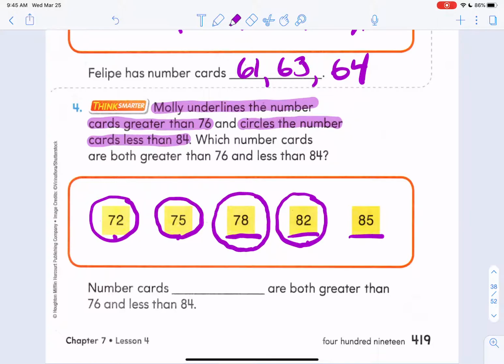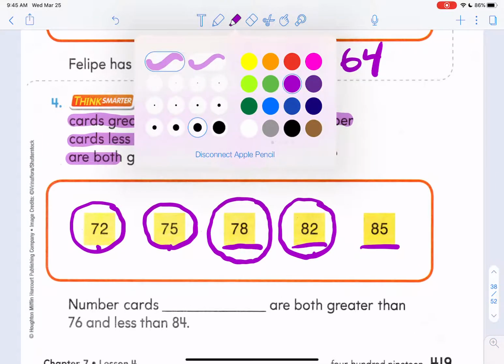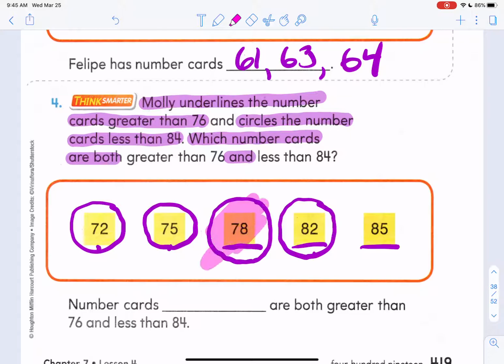And then we go back to the question. It says, which number cards are both greater than 76 and less than 84? And really what they want are the number cards that have a circle and an underline. Well, if you look carefully, let me see. How about pink? We've got 78 and 82. Those are the only two number cards that have both. So we're going to write down in the bottom number cards 78 and 82 are both greater than 76 and less than 84.